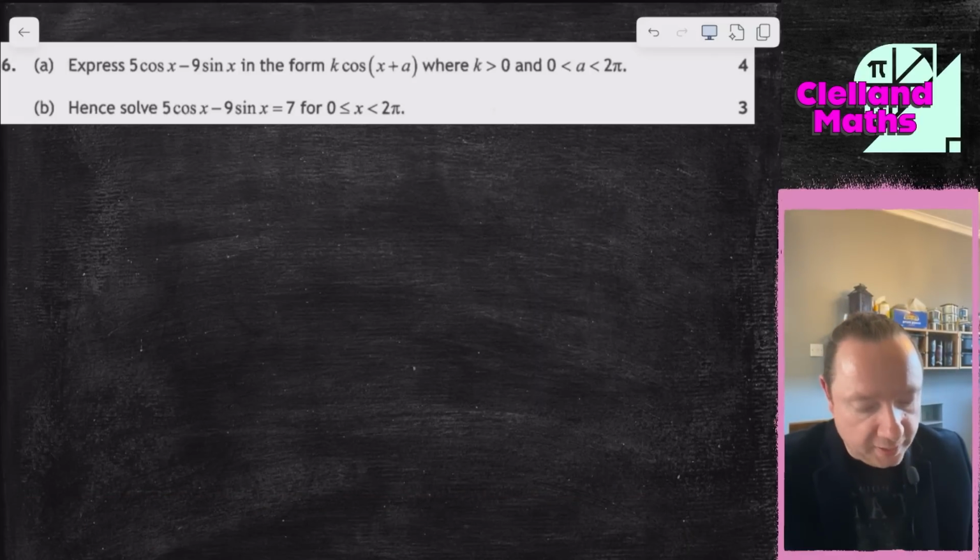SQA Higher Maths 2025, paper 2, question 6. Express 5 cos x minus 9 sin x in the form k cos(x + a), where k is greater than 0 and a is between 0 and 2 pi. So we're working in radians because it mentions pi. And then solve 5 cos x minus 9 sin x equals 7 between 0 and 2 pi.